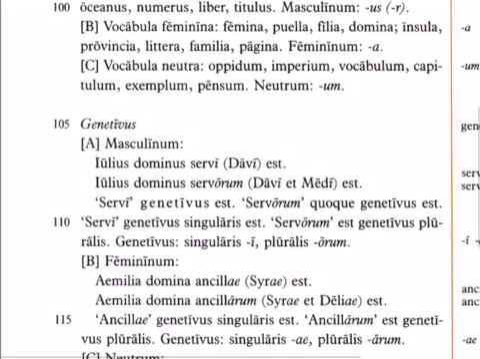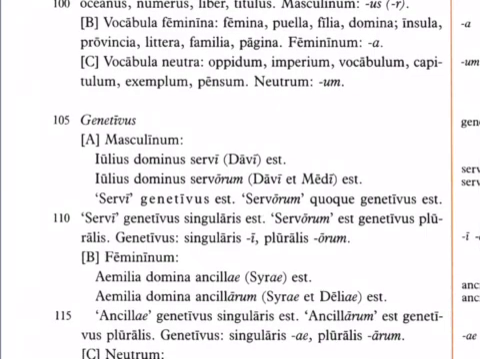Pensum. All right, now we're going to look specifically at the genitive case and break it down by gender. So genitive case, this comes from genus, the Latin word for kind. Masculinum first, we're going to look at the masculine genitive. Iulius dominus servi, or Davi, est. Julius is the master of a slave, or is the master of Davus. Those are masculine singular genitives.